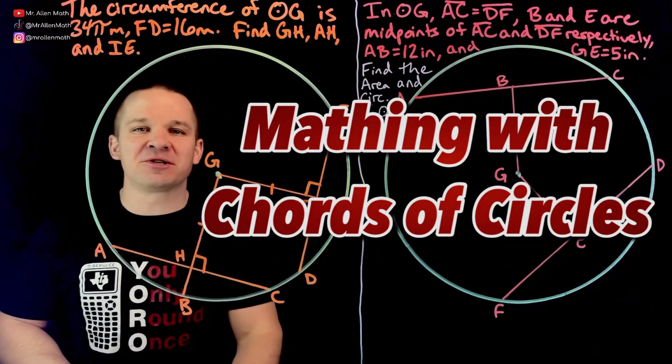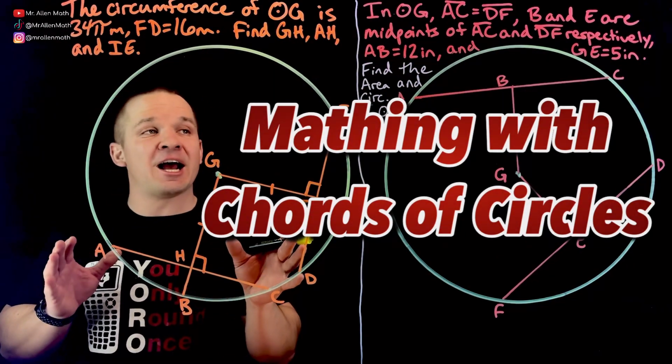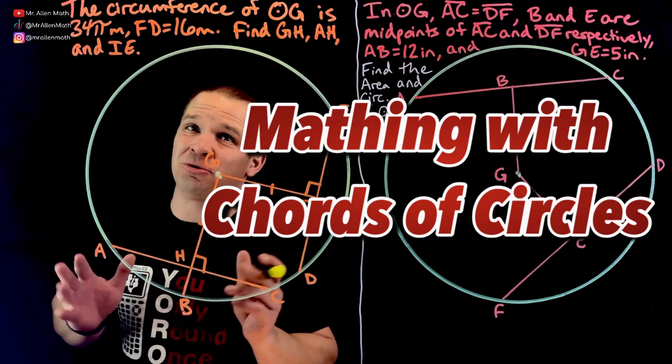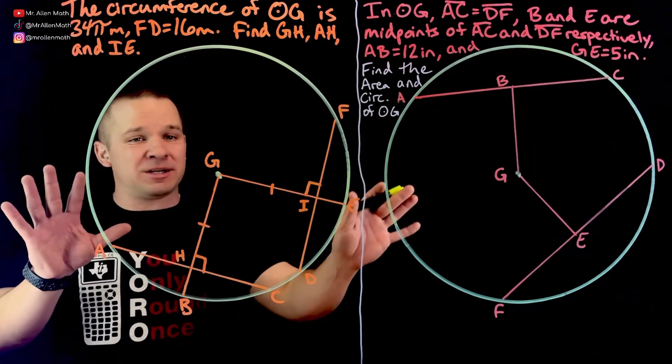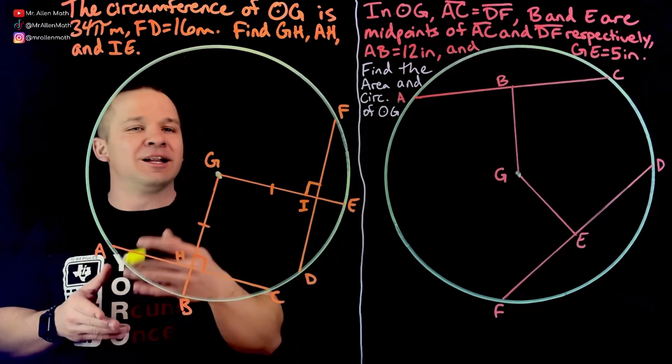What's poppin', dogs? Mr. Allen here with a couple circle problems, and I drew these a little bit too large, so I'm in the circle here for the math, but that's all right. Nice big diagrams. We got some chords, some radii. Let's see what happens here, all right?